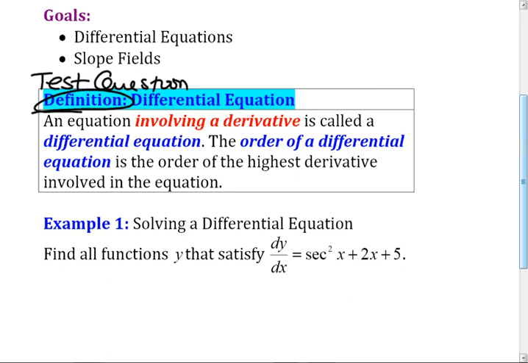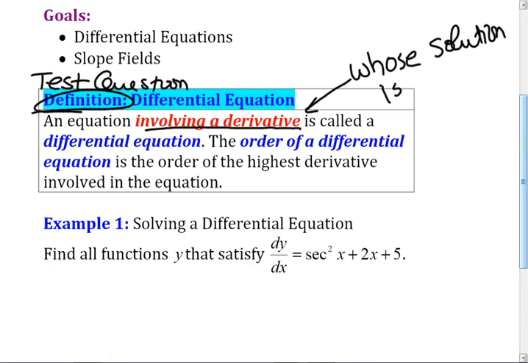Okay, let's not do the one. A differential equation is an equation involving a derivative. So you're going to see a derivative in it, and whose solution is a function. This is right out of the book, but I want you to know this. I'll read the rest too. But that's what we're talking about. We are not solving and getting numbers. We are getting functions. We're getting equations.